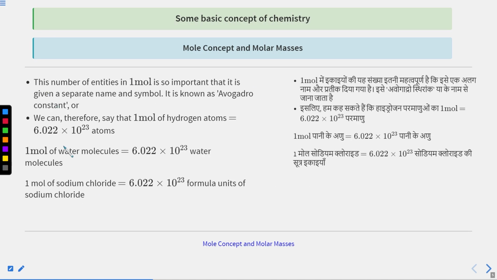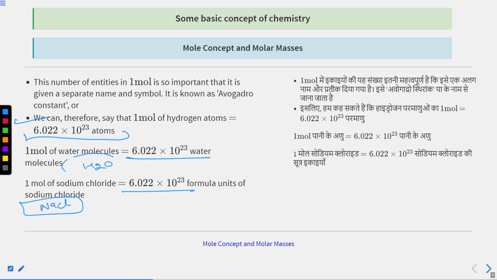And we can therefore say that 1 mole of hydrogen atoms is equal to 6.022 into 10 raised to power 23 atoms. If I am saying 1 mole of hydrogen atoms, this number of hydrogen atoms are there. If I am saying 1 mole of water molecules, it contains 6.022 into 10 raised to the power 23 water molecules. If I am saying 1 mole of sodium chloride, it contains 6.022 into 10 raised to the power 23 formula units of sodium chloride having formula NaCl, and water is having formula H2O.